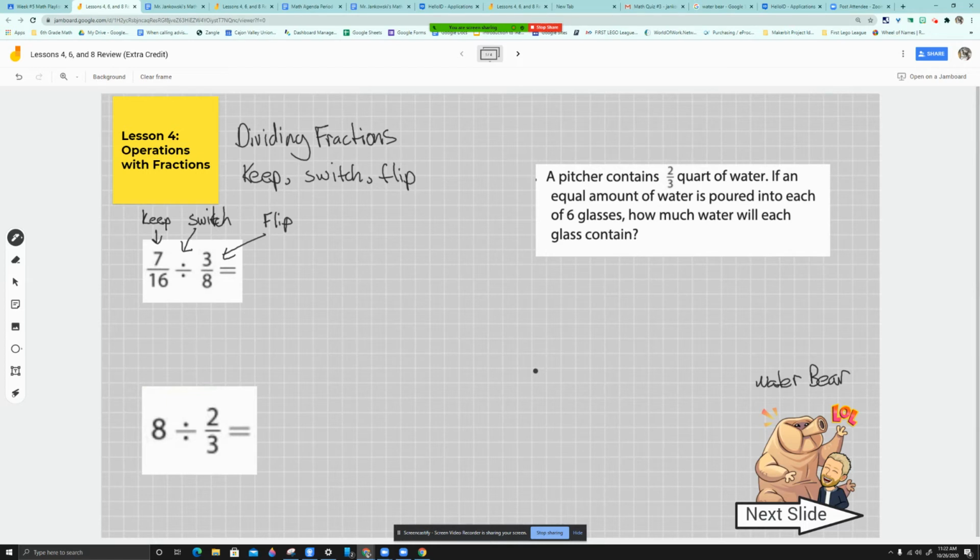the divisor. Okay? So I'm going to rewrite this fraction below as 7/16 times 8/3. Now that this is set up as a multiplication problem, we can multiply our numerator times numerator and our denominator times the denominator. 7 times 8 is 56.